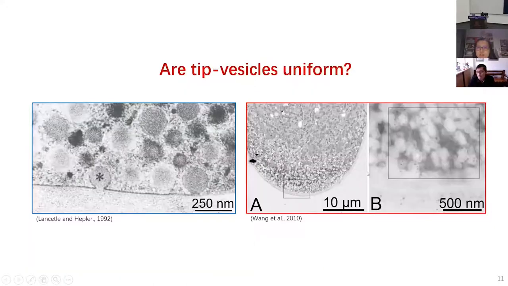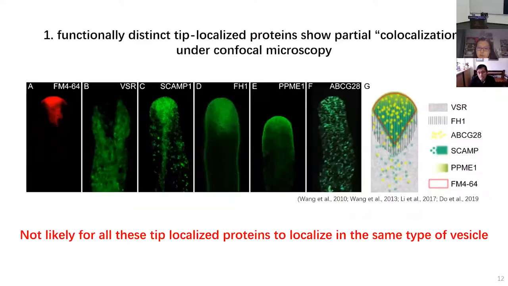So are the same population of tip vesicles responsible for both endocytosis and exocytosis? Are tip vesicles uniform? Clearly, the answer is no. The first supporting fact is that functionally distinct tip-localized proteins show partial colocalization under confocal microscopy. It is not likely that all these proteins localize in the same type of vesicles because their reported tag signals also have different patterns in the shank region.